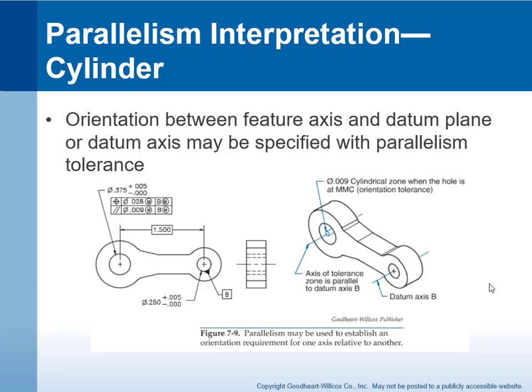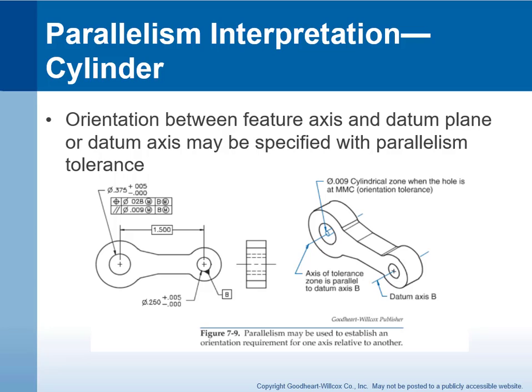Okay, so what does it say? It says we have a cylindrical zone when the hole is at MMC. That's our orientation tolerance. Okay, then the axis of the tolerance zone is parallel to the datum axis B. So what we do is we find datum axis B, and we make sure that this axis here is parallel to datum axis B. So that's how a parallelism tolerance is applied to cylinders.